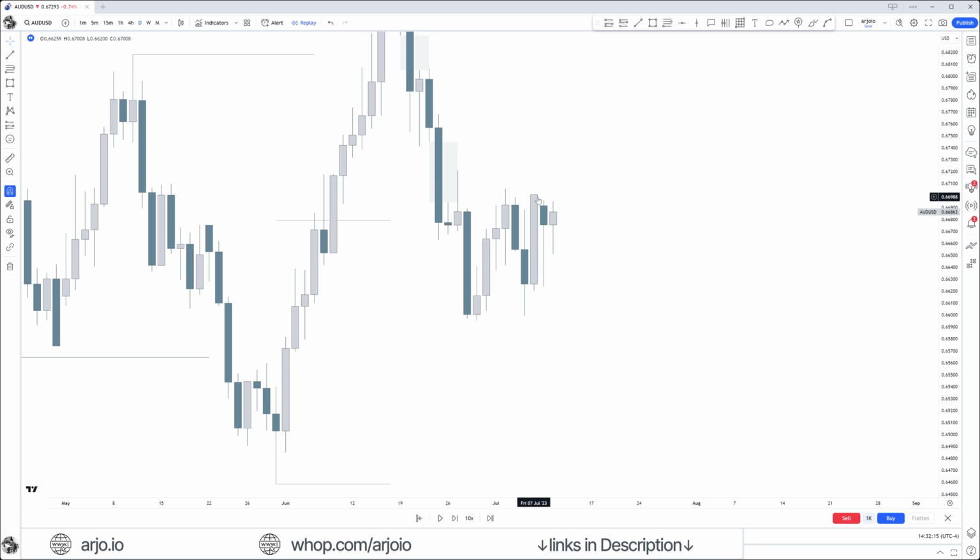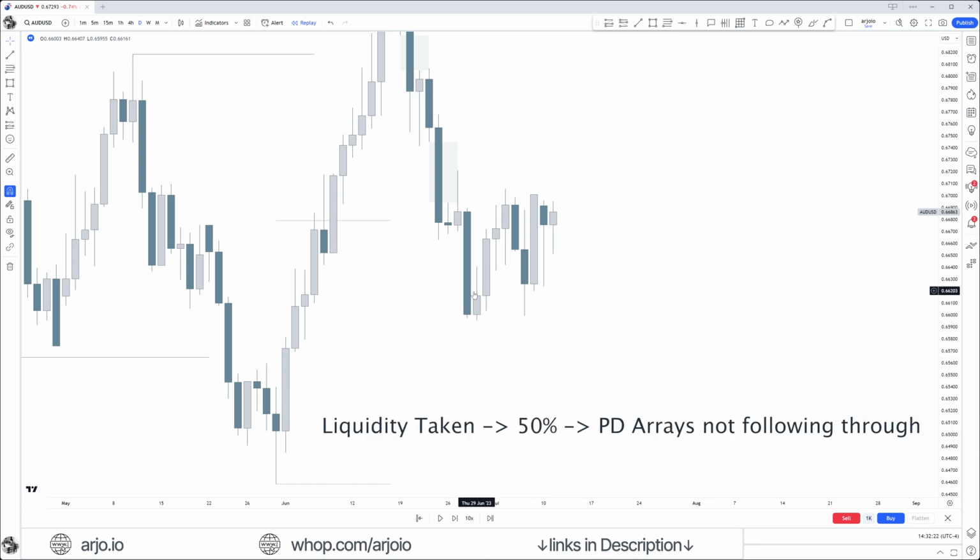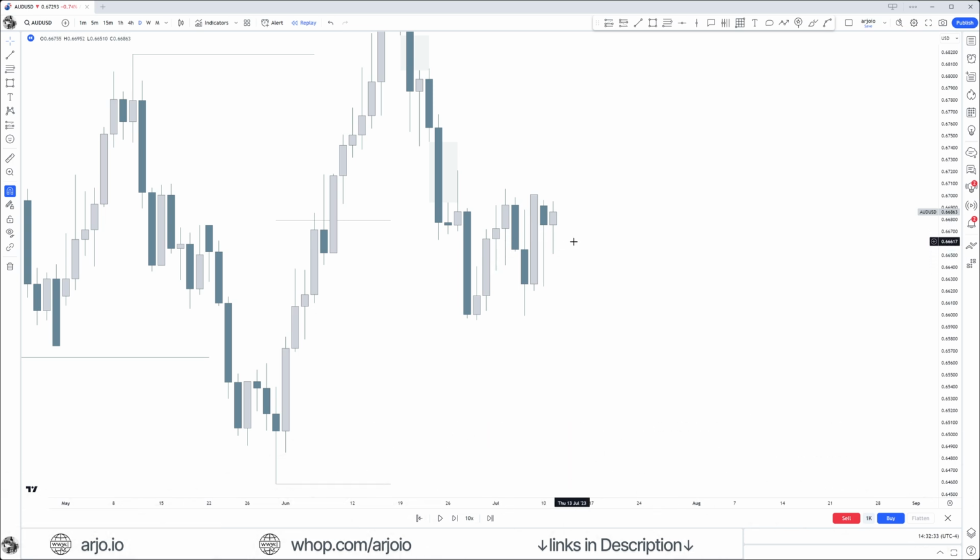And why? Because the PD arrays are not following through anymore. The discount arrays are not following through. The premium arrays are not following through. And the beautiful thing you can notice on a daily time frame right there, can you see all the wicks? There's no fair value gap anywhere. That is exactly what we would want to see for seek and destroy conditions. Or if you're a trend trader, of course, you don't want to see this and you would love for it to never happen.